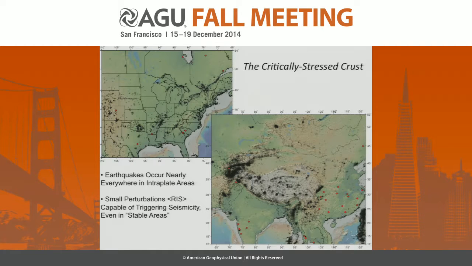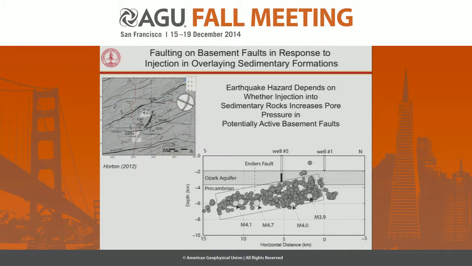So you're all familiar with the fact that we have earthquakes everywhere through intraplate areas, and there's a long history of small perturbations, such as those associated with the impoundment of reservoirs, triggering seismicity in areas that have relatively little background activity, such as the Canadian Shield, those are the red dots that you see, or the Indian Shield. Basically, stresses are high everywhere. The rate of seismicity is not an indication of stress in the crust, it's an indication of how fast the crust is deforming via brittle faulting in the upper crust.